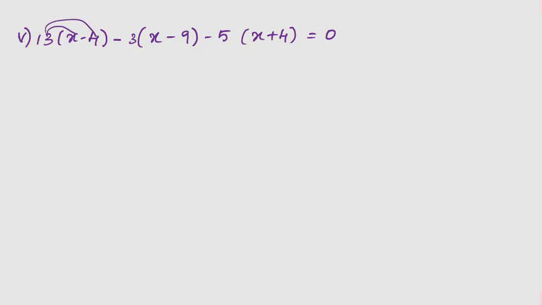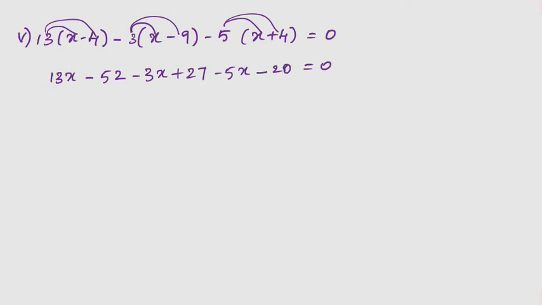Next question, 13 into x minus 4 minus 3 into x minus 9 minus 5 into x plus 4 is equal to 0. So first multiply 13 by x and 13 with 4. So we get 13x minus, so 13 into 4 we get 52. So similarly next minus 3 into x minus 3 into minus 9. So we get minus 3x plus 27. Next minus 5 into x minus 5 into 4. So minus 5x minus 20 is equal to 0.